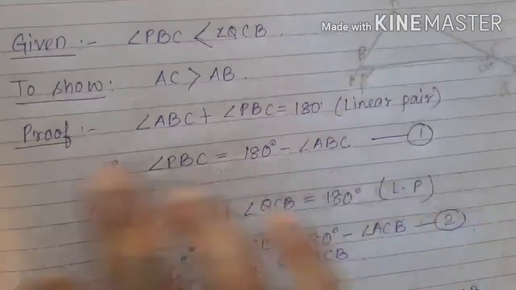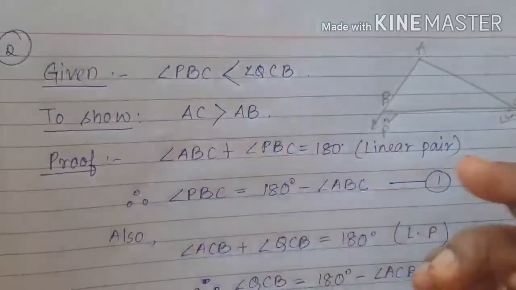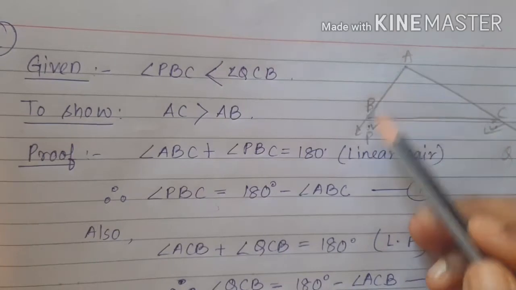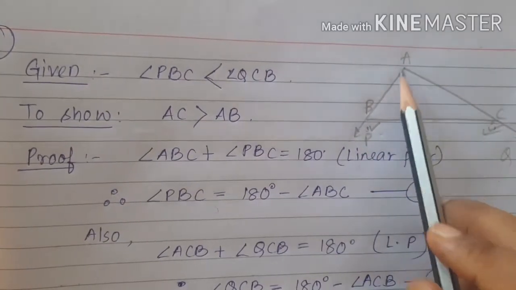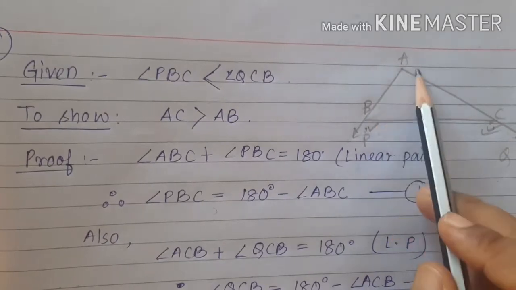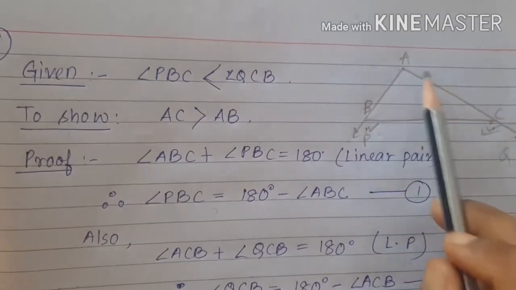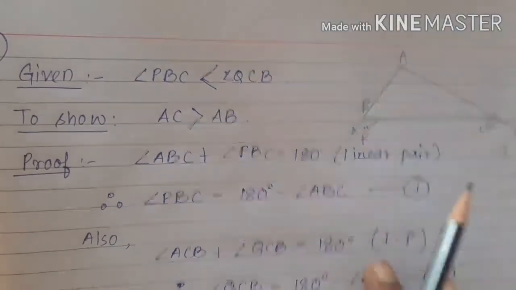What do we have to prove? We have to prove that AC is greater than AB. Where is AC? AC is inside the triangle and AB is also inside the triangle. By the diagram we can say AC is greater than AB, but we need to prove it. We cannot say it by simply seeing the diagram. I already told you earlier, you have to give the proofs. So what is the proof?